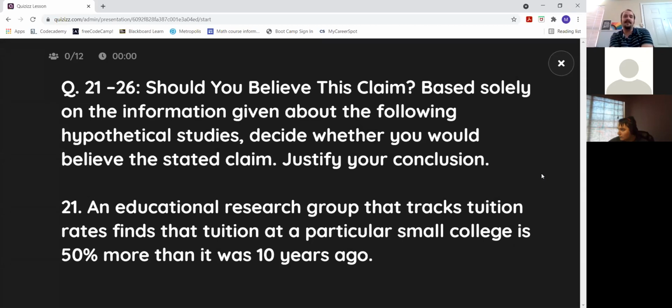Should you believe this claim? An educational research group that tracks tuition rates finds that tuition at a particular small college is 50% more than it was 10 years ago. Based solely on the information given, should you believe this claim? I think the instructions are maybe a little bit different here. Is this a believable claim?